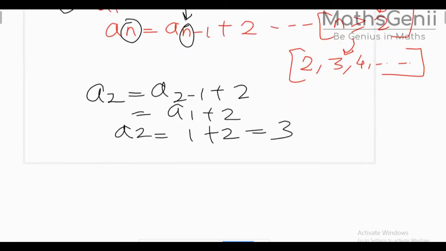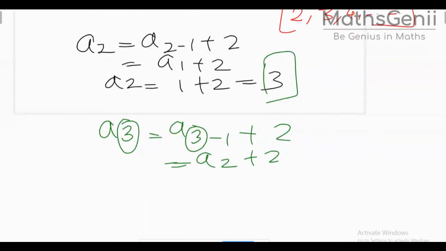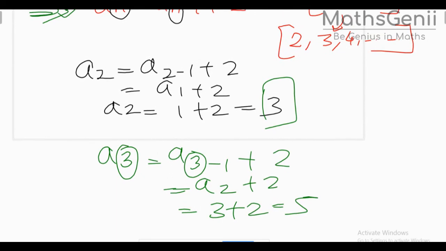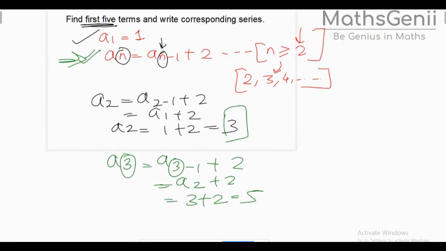Similar formula for a3. Wherever you have n, you are going to substitute it as 3. Correct? This is what is given in the question. So this is a2 plus 2. a2 I have already found out. So it's 3 plus 2, 5. So on and so forth for a4 and a5, you can similarly find out. And it's pretty simple. So I'll just write what you will get.